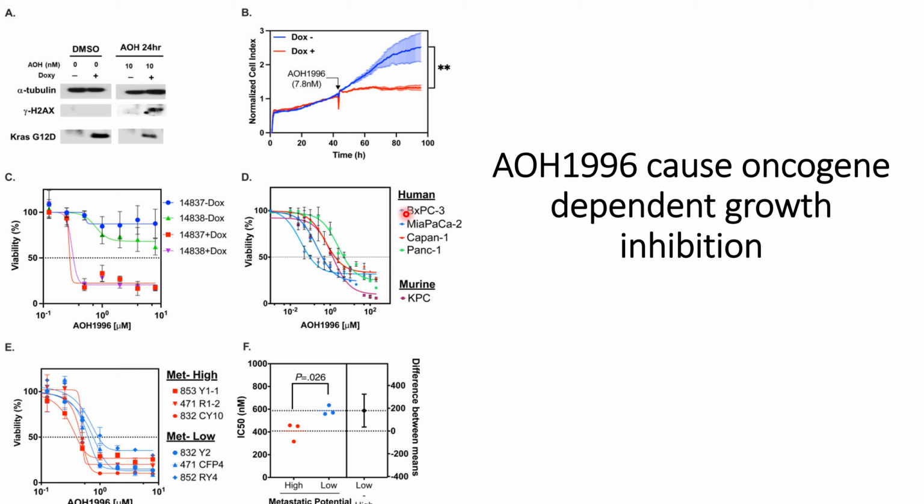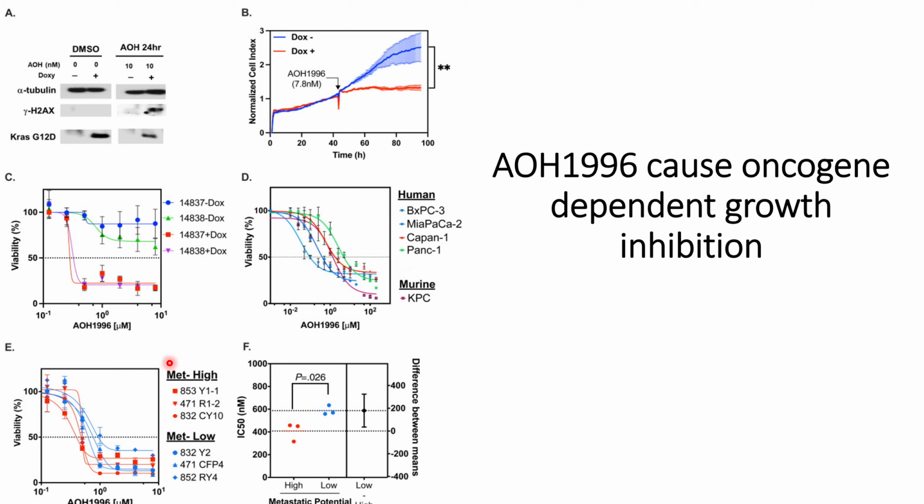Next, they checked some of the other pancreatic cell lines that have these mutations. Some of them are human pancreatic cell lines and some are murine pancreatic cell lines, and they were able to see a decrease in viability in all the cell lines. One more interesting thing they found in this case is that BxPC3 does not have these KRAS mutations, but has other mutations similar to KRAS mutations, indicating that AOH1996 is not specific to the KRAS mutations, but to the oncogenes that trigger the tumors.